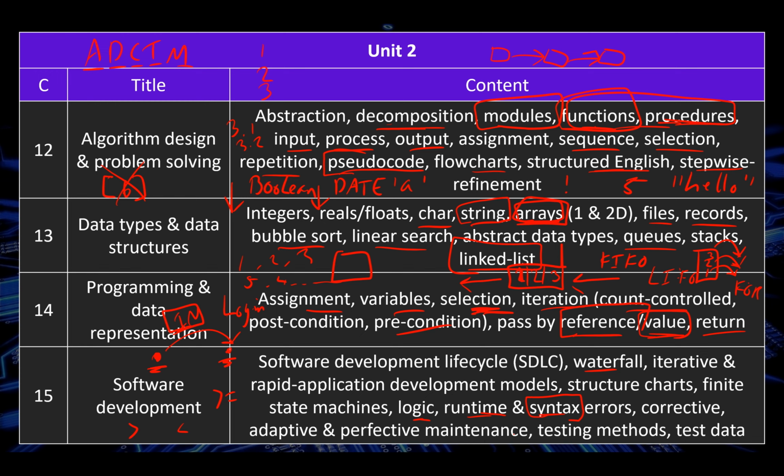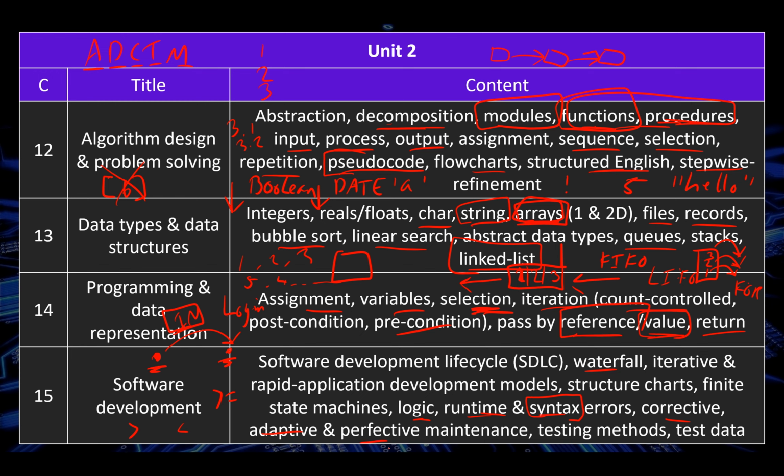Then we'll look at the different types of maintenance. First there's corrective. Corrective is about fixing bugs, fixing things that are broken. Then there's adaptive. Adaptive is about changing existing features. Maybe someone says, we want this feature to do this instead, or we want you to add this new feature.